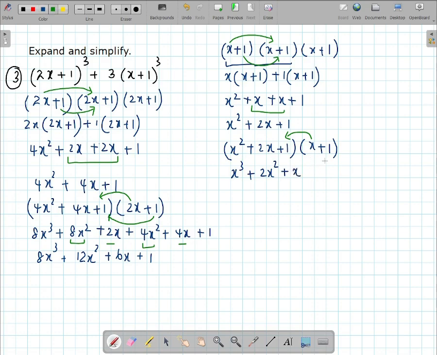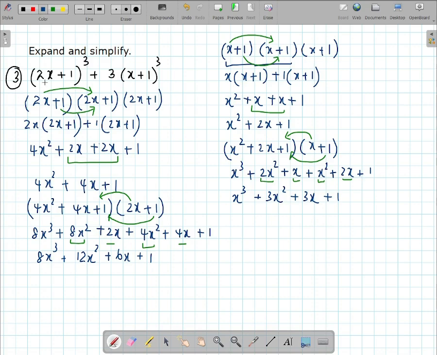Then I'm going to multiply this bracket by plus 1. That is plus 1 times x squared, plus 1 times 2x, plus 2x, plus 1 times 1, that is 1. Then like terms, that is 2x squared plus x squared, x and 2x. So x to the power 3 plus 3x squared plus 3x and plus 1.